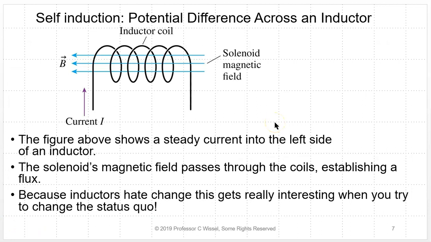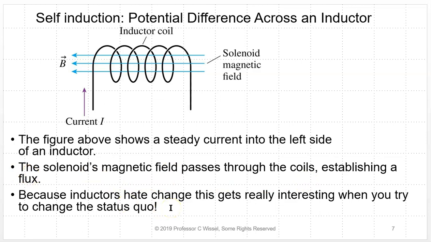Okay, now self-inductance, the potential difference across an inductor. We have an inductor here represented by the coil, and it has a magnetic field in it represented by these blue arrows pointing off to the left. And it has a current in this. If you apply the right-hand rule, fingers curled into the page in the direction of the current, thumb pointing off to the left. The figure above shows a steady current in the left-hand side of the inductor. The solenoid's magnetic field passes through the coil, establishing a flux.